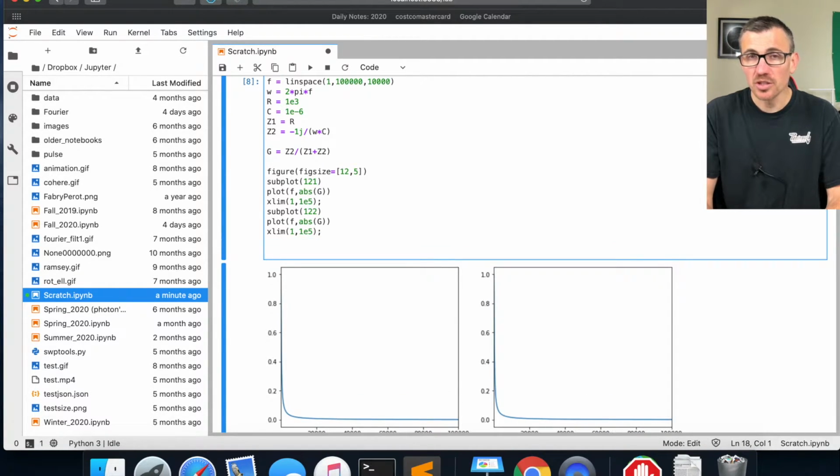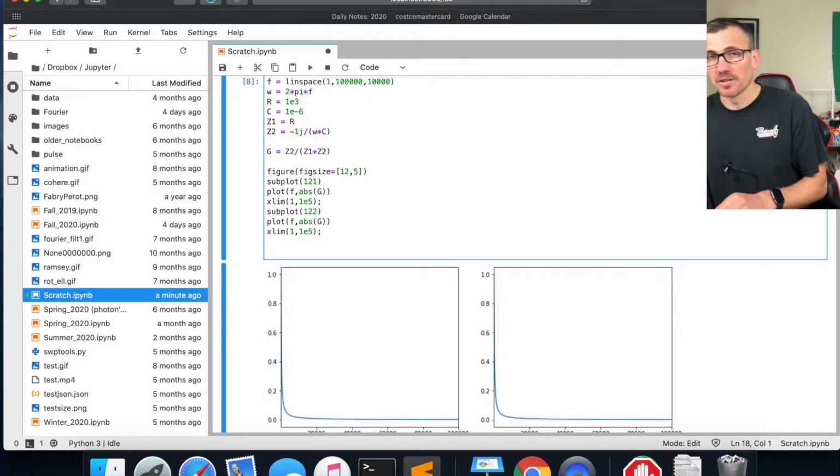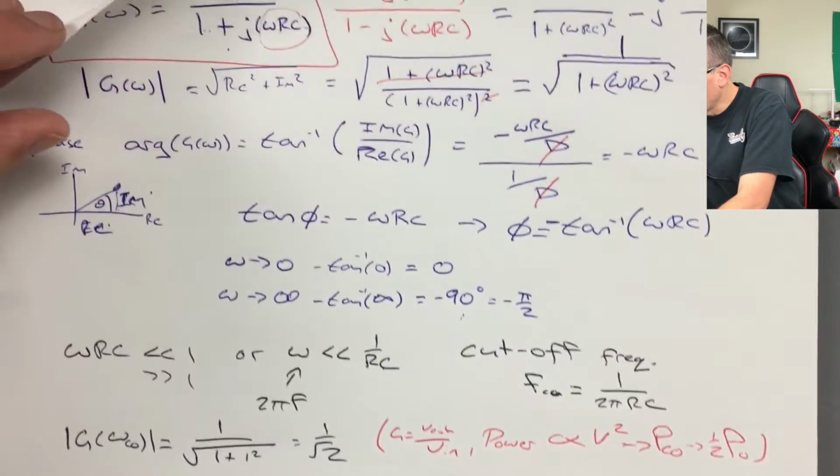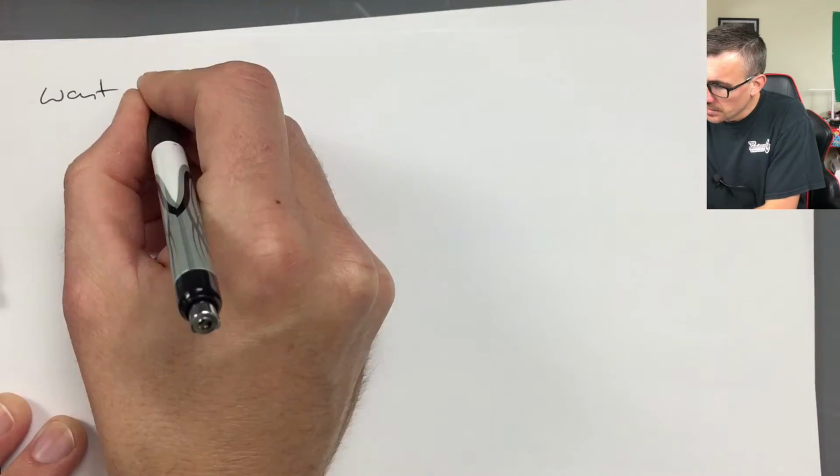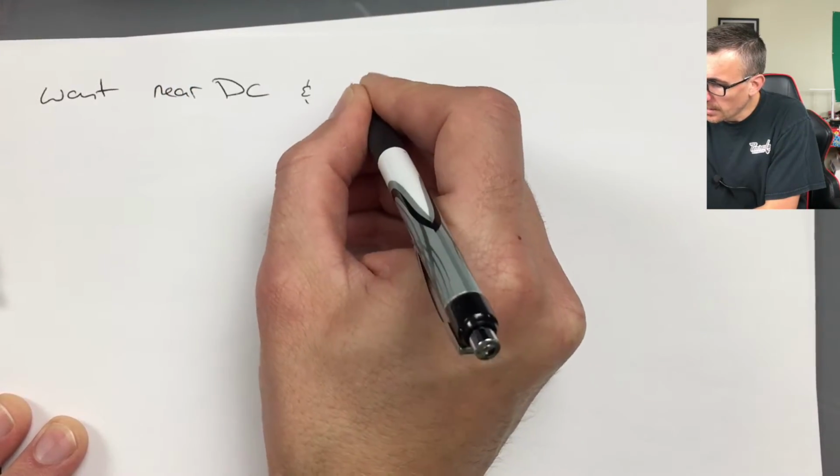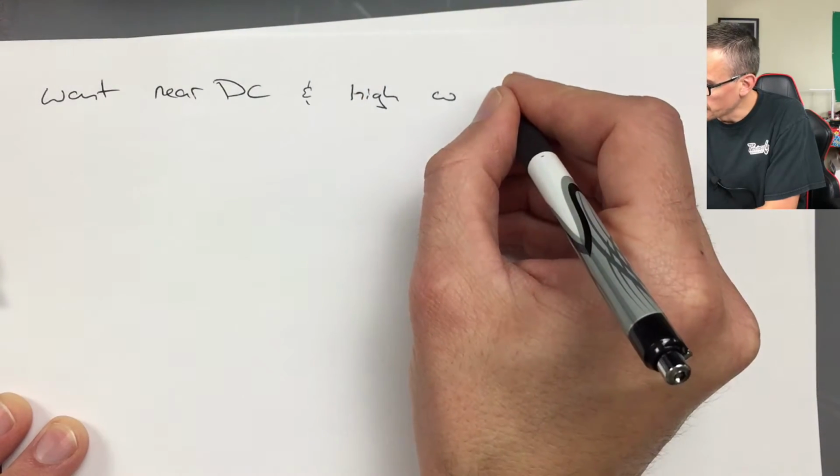So in order to do that, we're going to use a semi-log plot. Just to explain what a semi-log plot is: the problem is, we want near DC and high frequency simultaneously.